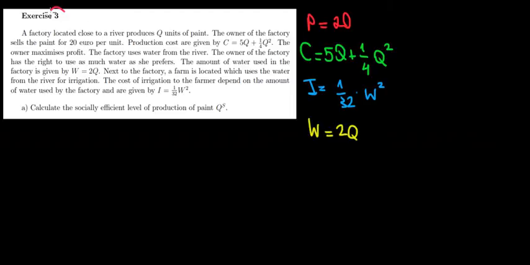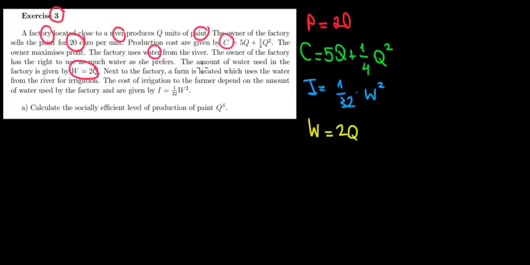Let's start working on question 3 now. So we have a factory that is located close to a river and produces paint. Now the owner of the factory sells it for 20 euros per unit. The production cost is given by this function. Okay, the factory uses water from the river. The amount of water used in the factory is given by W equals 2 times Q.